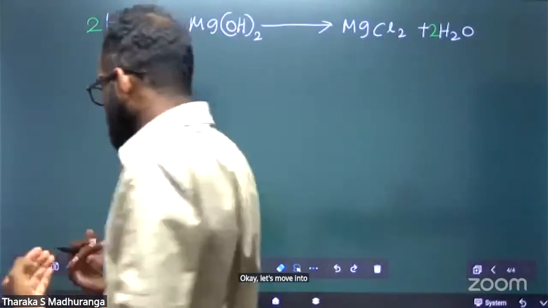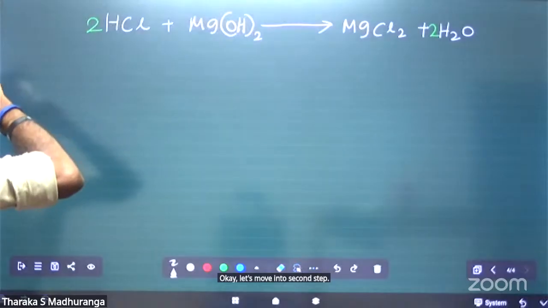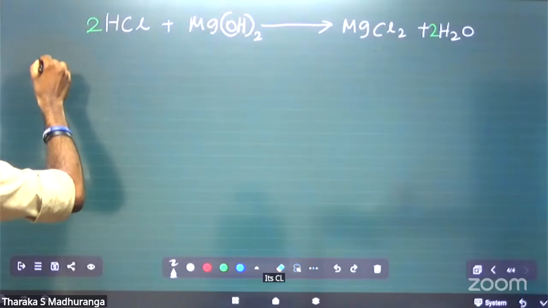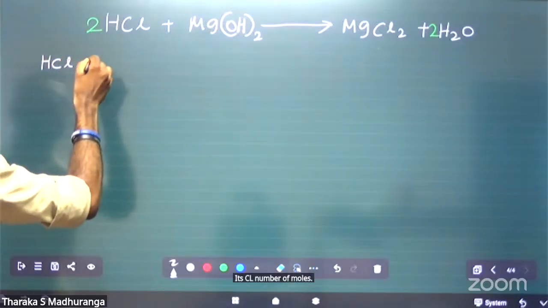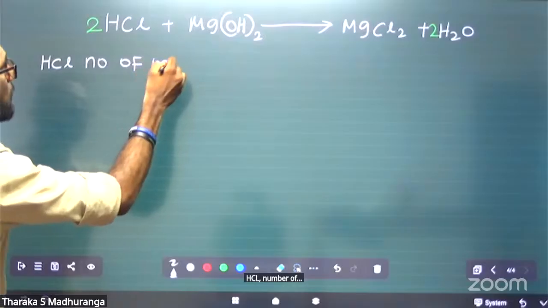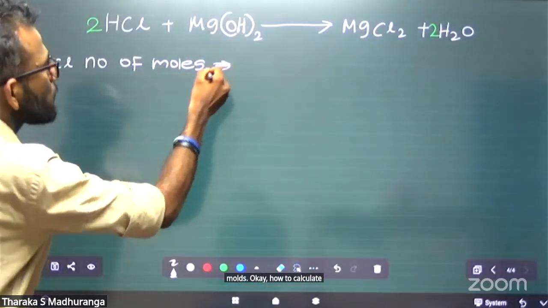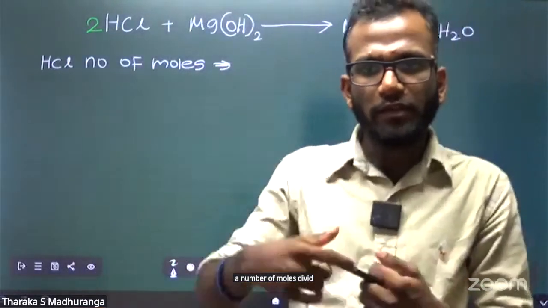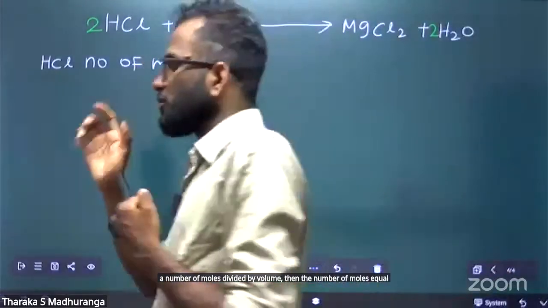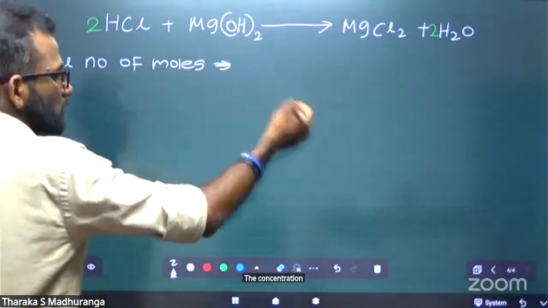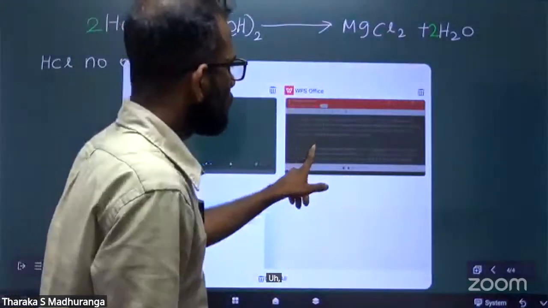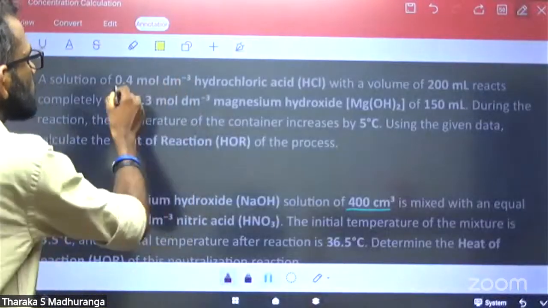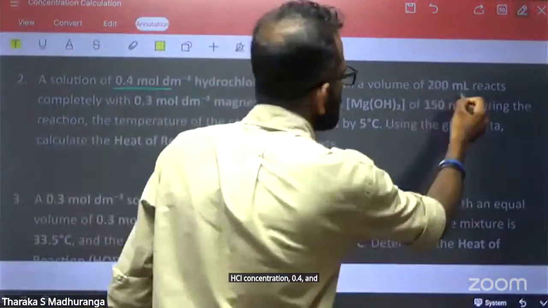Okay, let's move to the second step. Second step, I'm going to calculate the HCl number of moles. How to calculate it? Concentration equals number of moles divided by volume, so the number of moles equals concentration times volume. Please open this question. HCl concentration and volume 200.